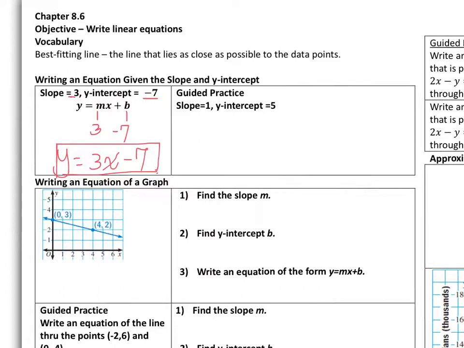Let's practice again. Y equals mx plus b. Slope is 1. Y-intercept is 5. So you can just write y equals x plus 5.